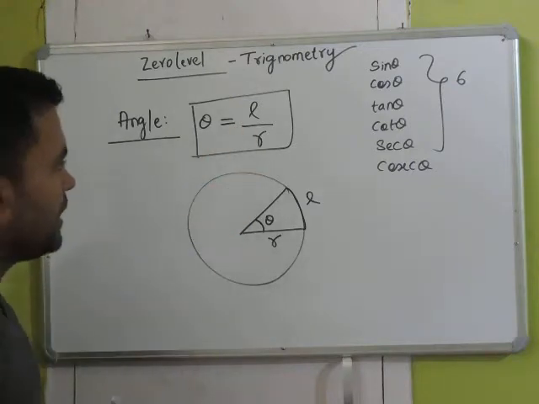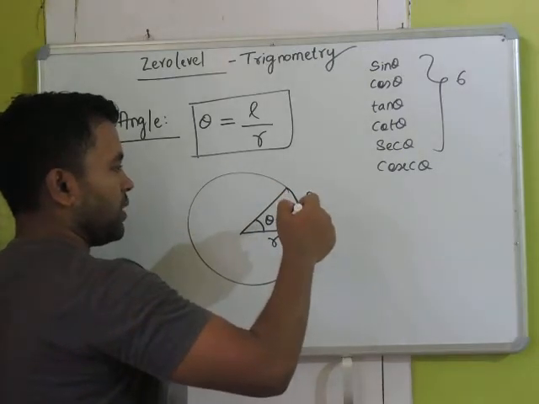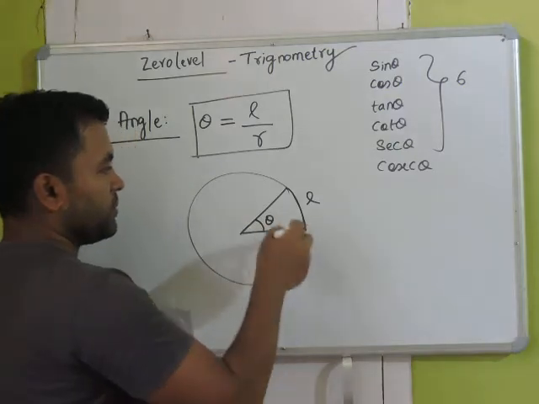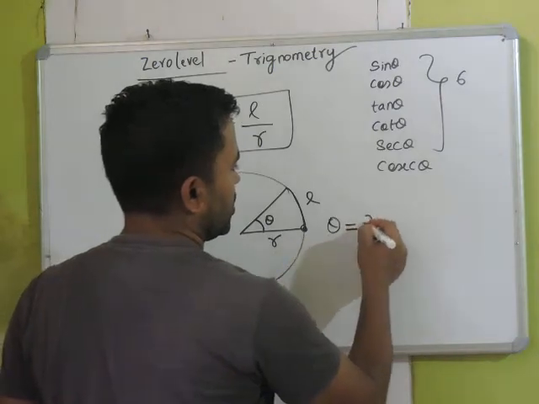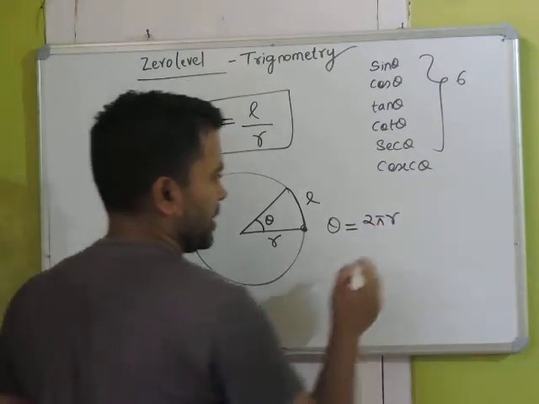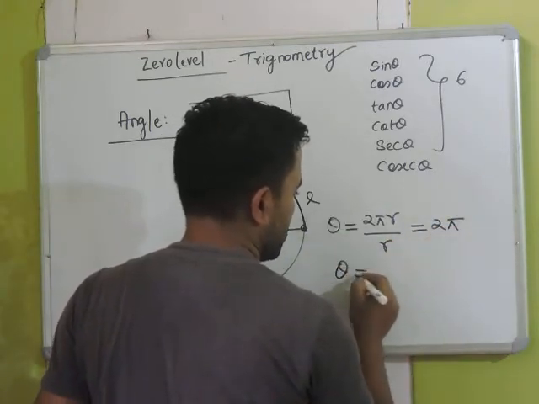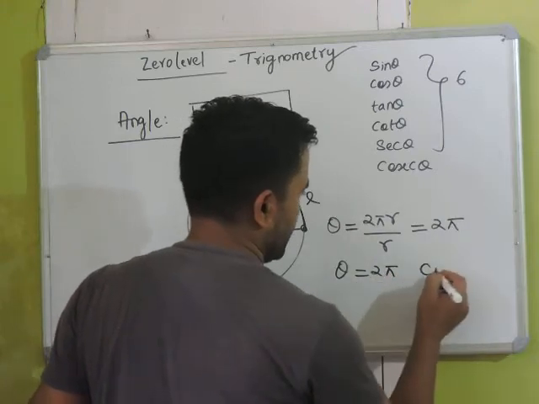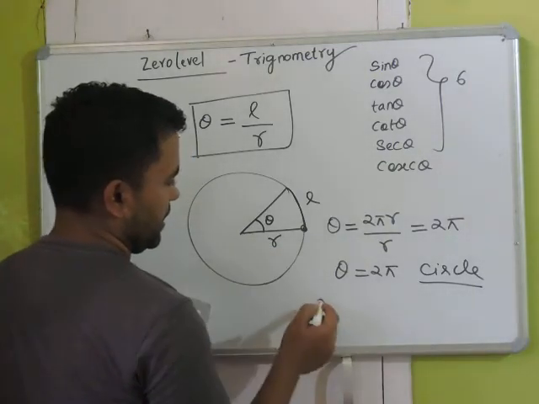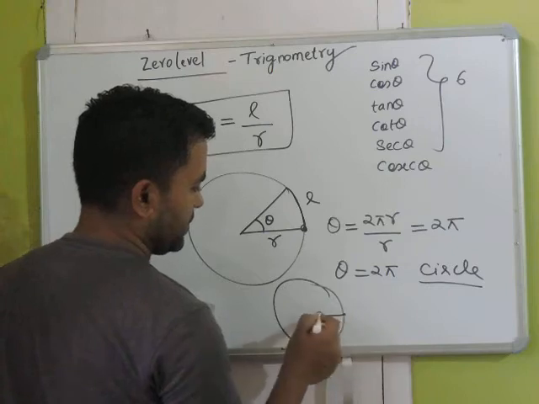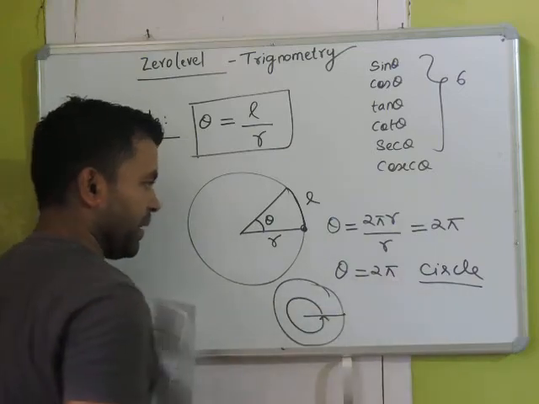Now you can also see that if you go around the circle once, starting from here and coming back, then the length of the arc will be 2 pi r, that will be the perimeter of the circle, and divided by r, this will be 2 pi. So theta will be 2 pi for a circle, right? In simple sense we say that a circle describes an angle of 360 degrees, and because of that it is 2 pi.